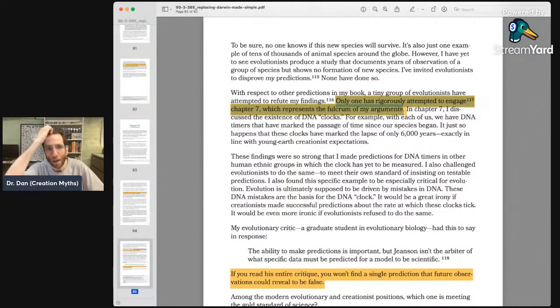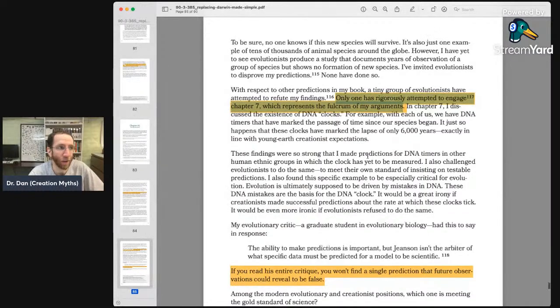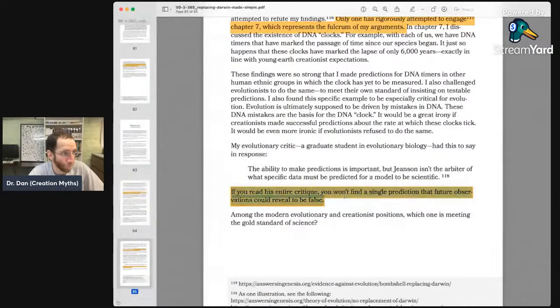Now, Jeanson did not see fit to respond to any of the nuts and bolts of that work. This is what he says about EvoGrad's work right here. "If you read his entire critique, you won't find a single prediction that future observations could reveal to be false." Because he's not making novel predictions. He's testing your predictions, Nathaniel. He's not making novel predictions. He's testing yours. That's the point of the exercise that EvoGrad is doing, right?